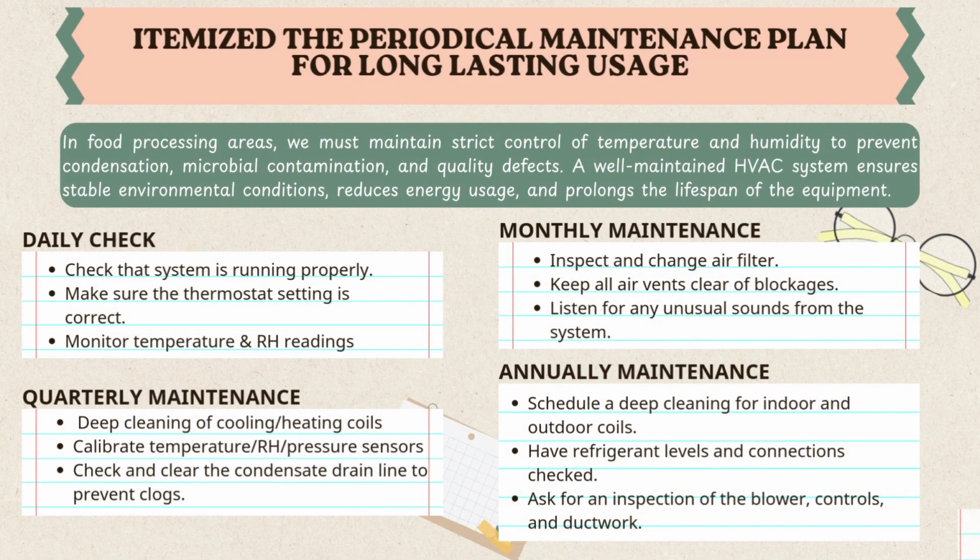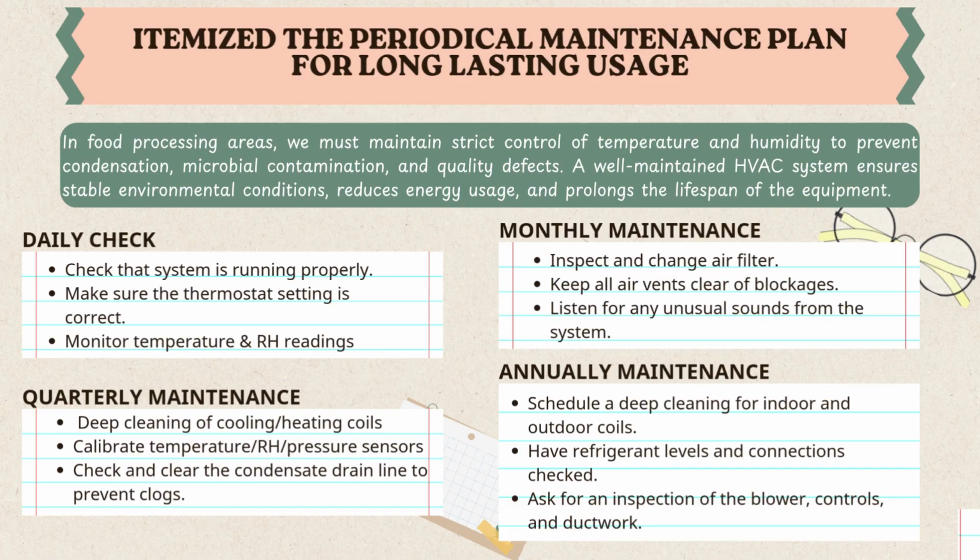Before you look at the maintenance schedule, it is important to understand why regular HVAC maintenance is necessary. In food processing areas, we must maintain strict control of temperature and humidity to prevent condensation, microbial contamination, and quality defects. A well-maintained HVAC system ensures stable environmental conditions, reduces energy usage, and prolongs the lifespan of the equipment. Therefore, a structured maintenance plan is divided into daily, monthly, quarterly, and annual activities, each serving a specific purpose in keeping the system reliable and safe for food operations.